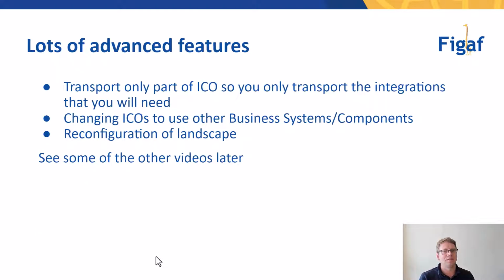There are a lot more advanced features that we can also cover. How do you manage if you only want to transport part of the ICO, if you have a receiver split that is not ready to be moved, changing ICOs to use other business component systems, and reconfiguring the landscape. There will be some more videos on this topic, so be sure to follow along.